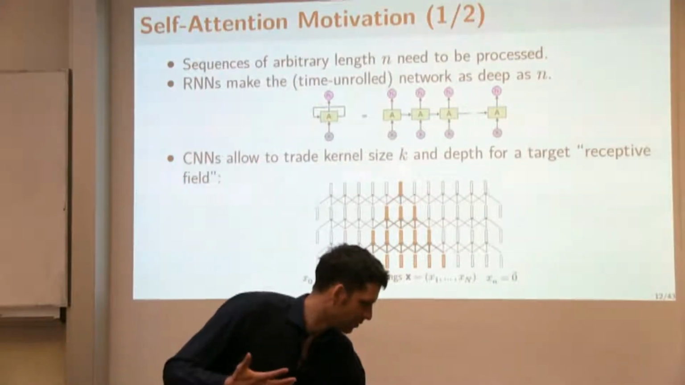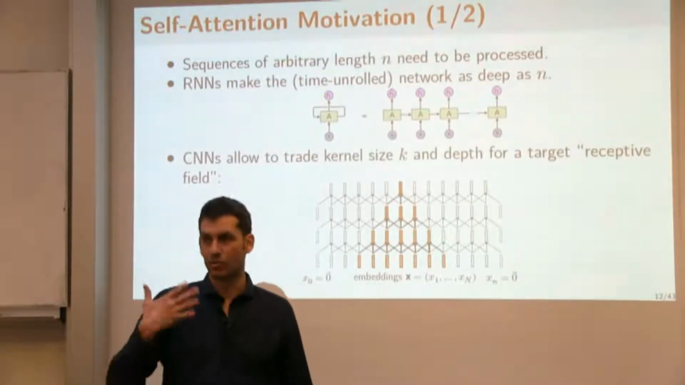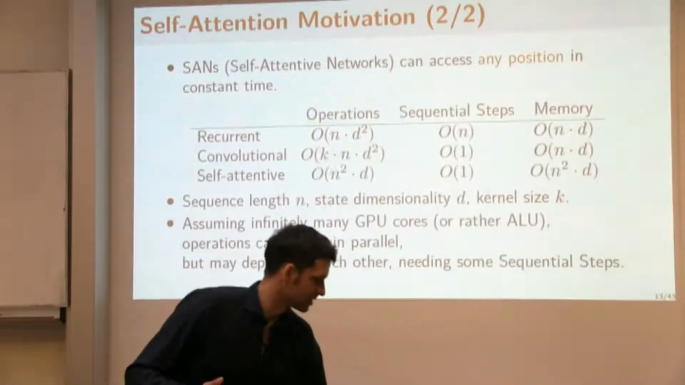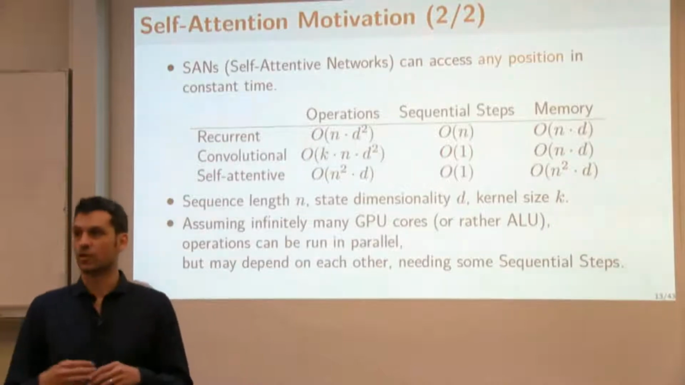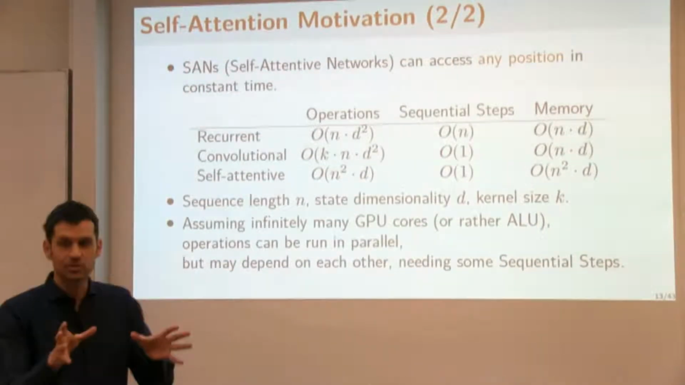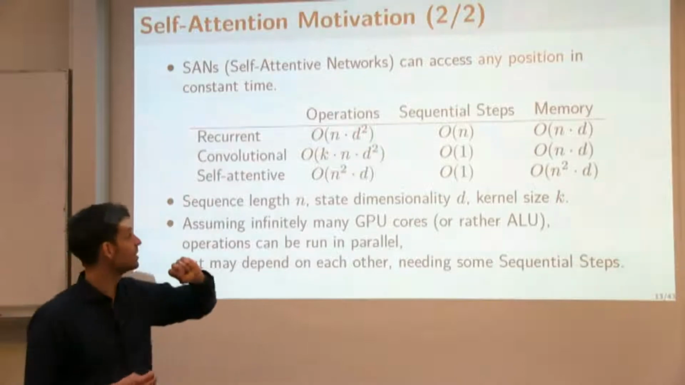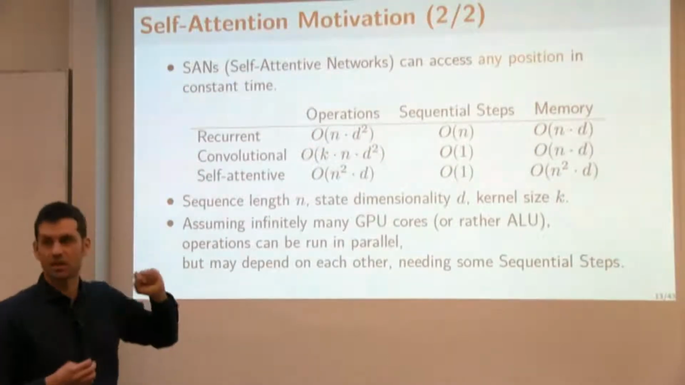So we have the problem that we need to process arbitrarily long sequences, and we would like to process them in constant time. And that is what the self-attention networks achieve. They allow access to any position in constant time. So here is the summary of the complexities. Then that obviously comes at a cost.